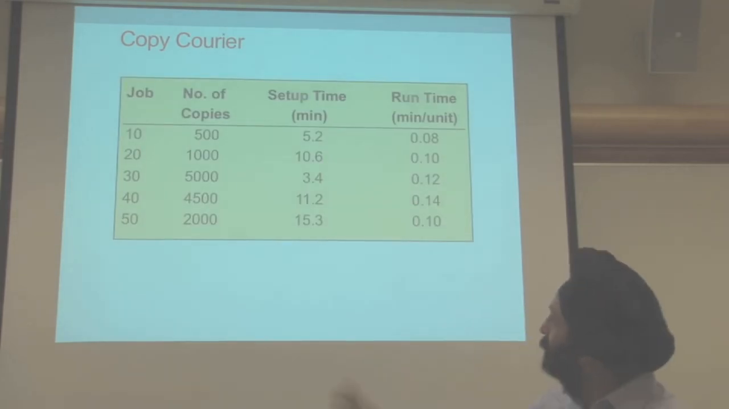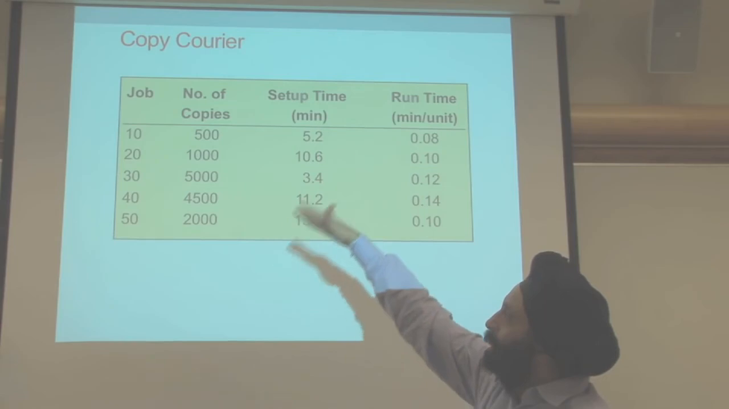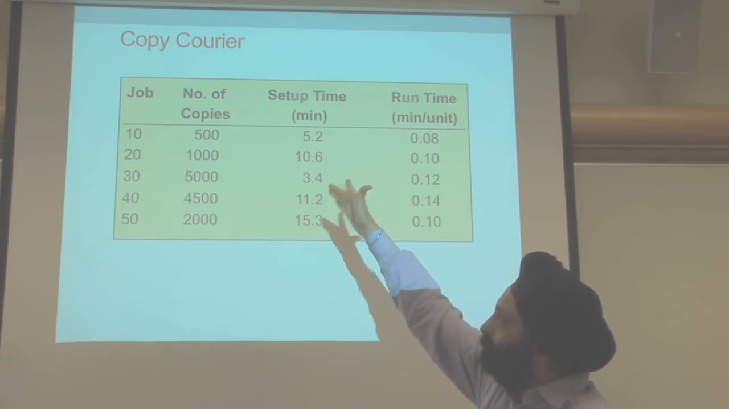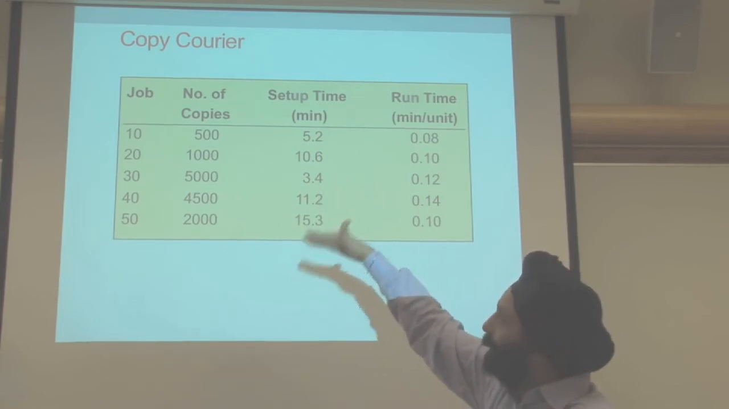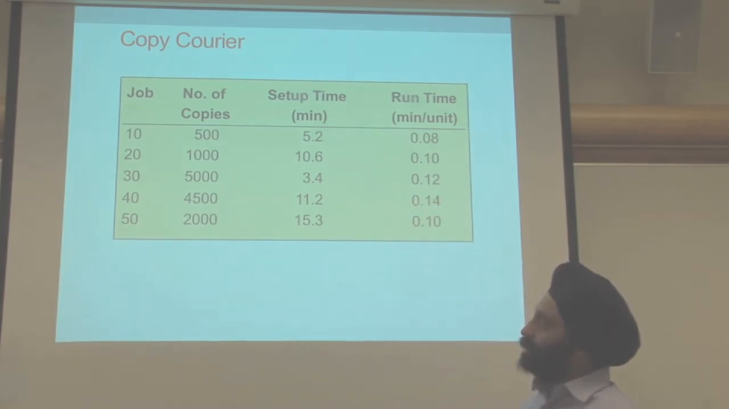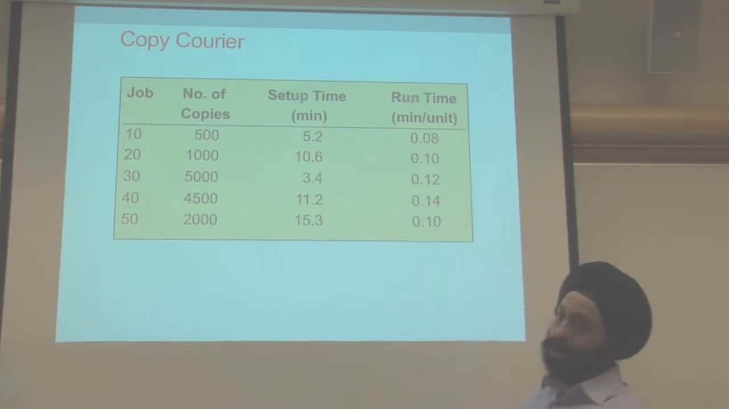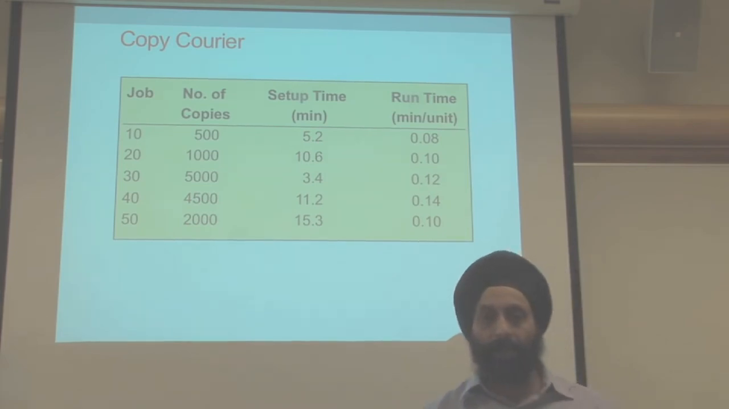And in this case, you can see there are 5 different jobs. The number of copies that need to be made for each of these jobs is indicated in the second column respectively. Set up times needed to set up these jobs are also indicated in the third column. Run time is how much time per unit it will take for the copy job. Some jobs are more complex than others.